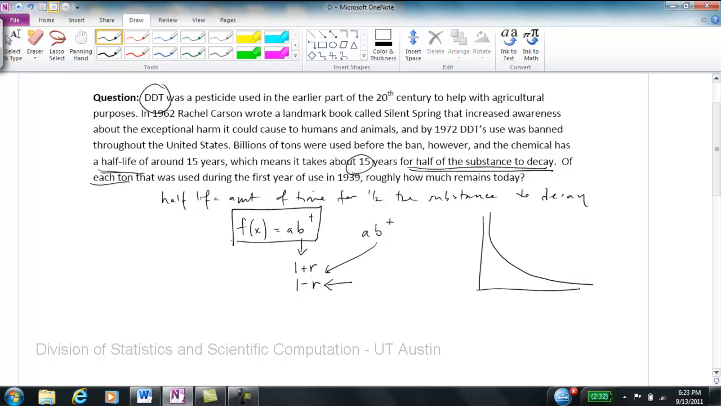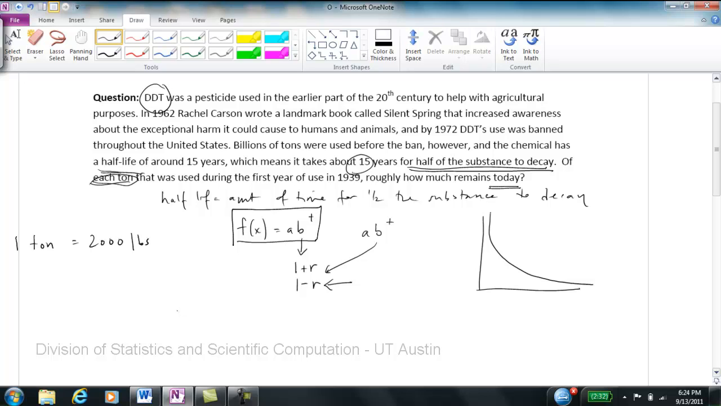What we need to do is figure out what this function is, and then how we can use it to figure out how much of the DDT, each ton of it, remains today. Just something to keep in mind: 1 ton equals 2,000 pounds.